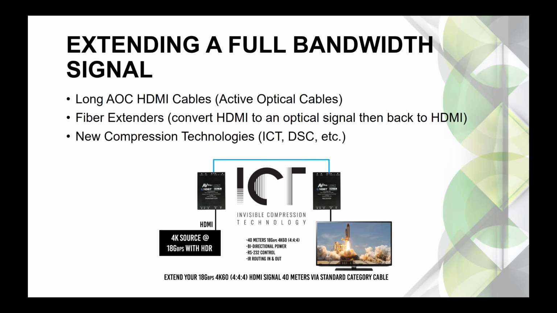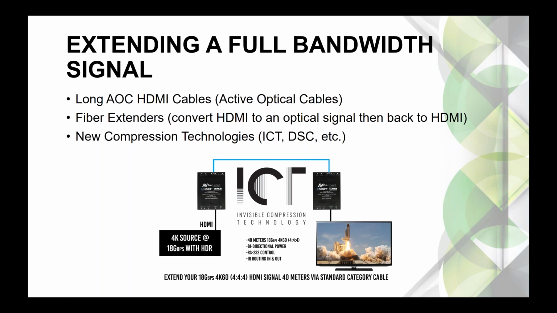So here's 3 ways of extending full bandwidth. One, you can use fiber, right? Fiber optic is out there. There's a couple of flavors of it. There's long AOC HDMI cables. That is an active optical cable. We carry them. They look like a regular HDMI cable, really slick looking. They're pre-terminated with HDMI connectors on the ends, no power requirement. We have them in 40 to 15 meter lengths, and they do the full 4K 60 444, full 18 gig.